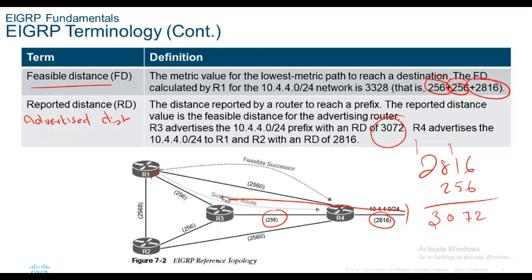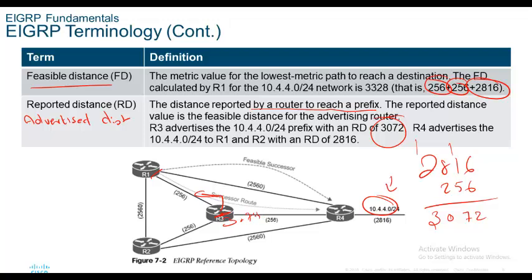What will R4 advertise? It will say, for me, it is 2816. What will R2 advertise? For me, it is 2560 plus 2816. So what do you see here? The next hop to the final destination, that metric is what is called reported distance or advertised distance. The reported distance value is the feasible distance for the advertising router.